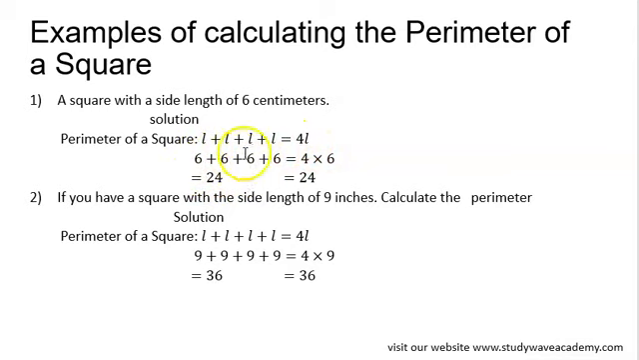When we add the four 6s together, it gives us 24, right? And when we multiply 4 times 6, it will give us 24. So it's either you use this way or you use this way. Whichever way you use, you arrive at the same answer. Do we understand that? Correct. Let's move over to another example. If you have a square with a side length of 9 inches, calculate the perimeter. We have to calculate the perimeter of a square that is 9 inches. So what do we do first? We write out our formula.